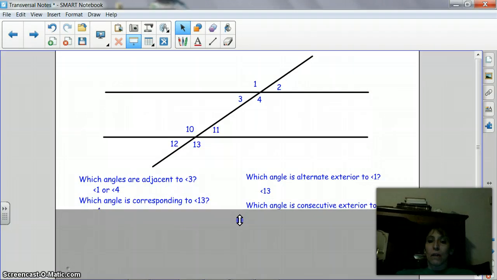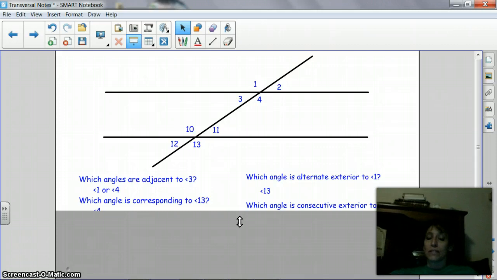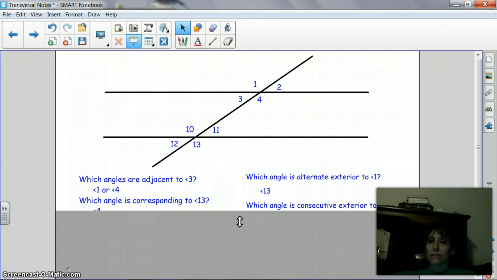Alright, this time I'm going to give you a minute and see how you do. It says which angle is corresponding to 13, and the other question says which angle is consecutive exterior to angle 2. Alright, so if you need to, go back and look at your notes to get this.